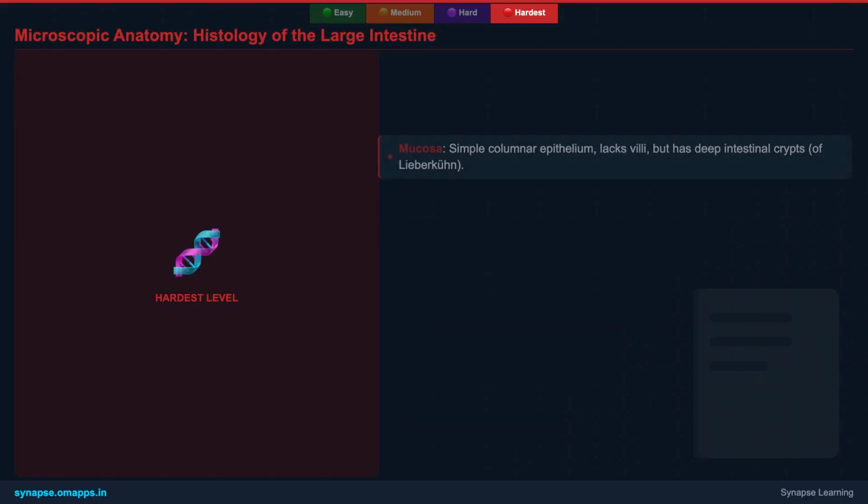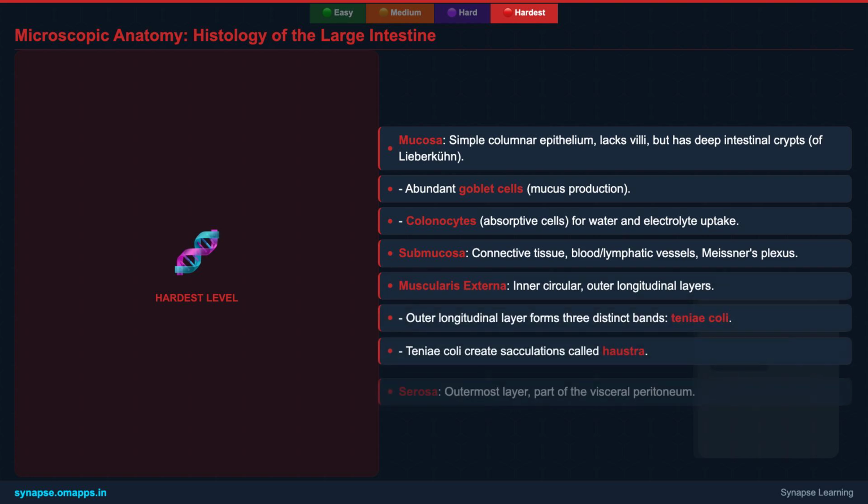At a microscopic level, the large intestine's wall reveals sophisticated engineering. It comprises 4 layers: mucosa, submucosa, muscularis externa, and serosa. The mucosa, unlike the small intestine, lacks villi but boasts deep intestinal crypts packed with goblet cells, which produce copious mucus to lubricate and protect the lining, and specialized absorptive cells called colonocytes, optimized for water and electrolyte uptake.